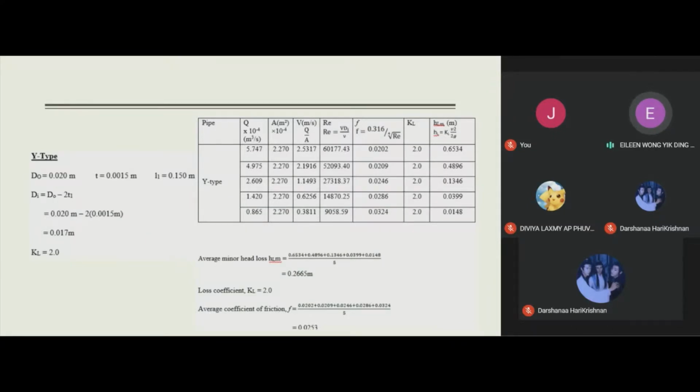So for the Y type, the outer diameter is equal to 0.02 meter, and the inner diameter is equal to 0.017 meter. From the table of loss coefficients, we can get the K for Y type is equal to 2. So the equation of minor head loss for the Y type is equal to K times V squared divided by 2g. So we can get the average minor head loss equal to 0.2665 meter. The loss coefficient is 2. The average coefficient of friction is equal to 0.0253. Next.